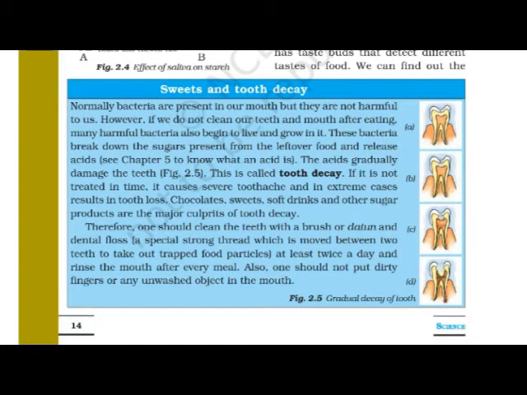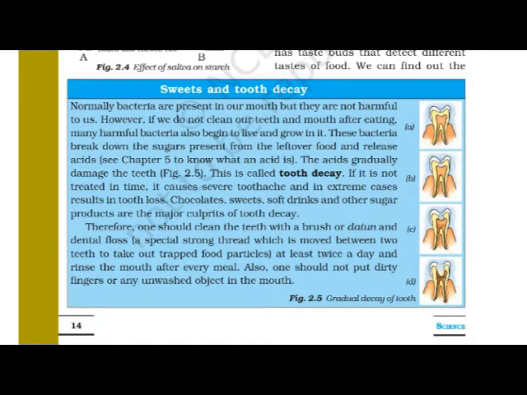Actually, we know the concept of tooth decay. Many of you are also suffering from it, or many of your family members know about it. If you have tooth decay and it is not treated in time, it causes severe toothache, and in extreme cases results in tooth loss.